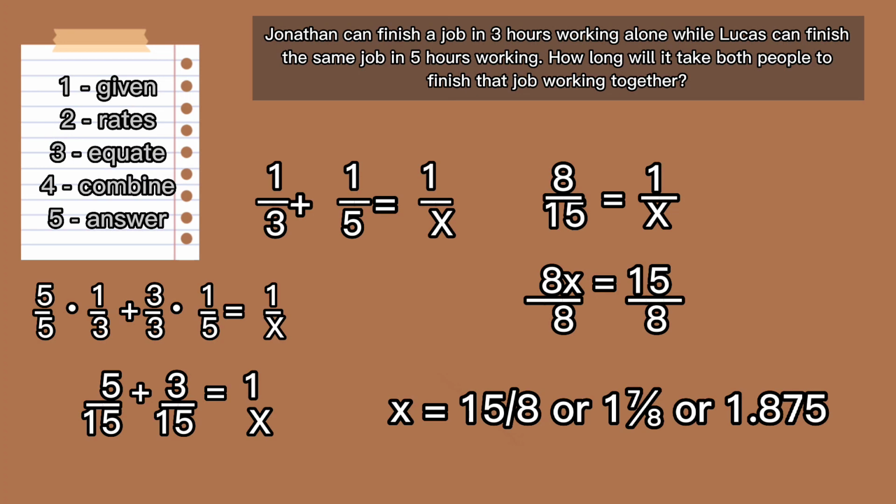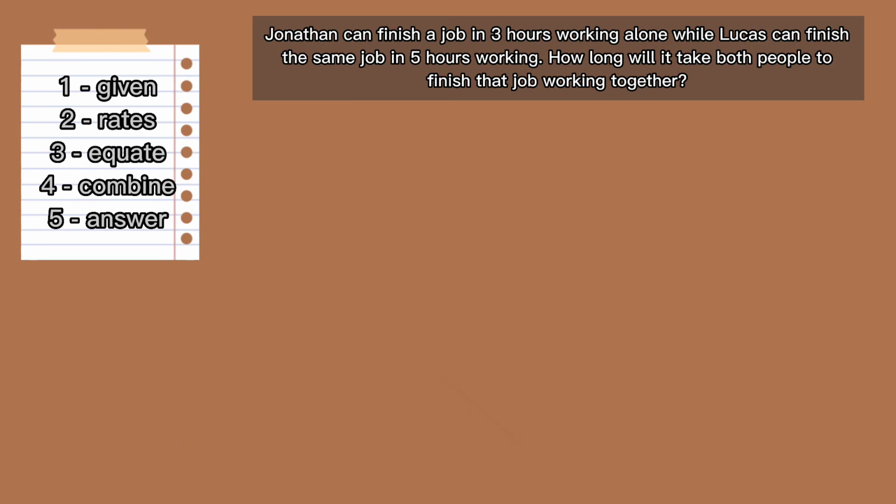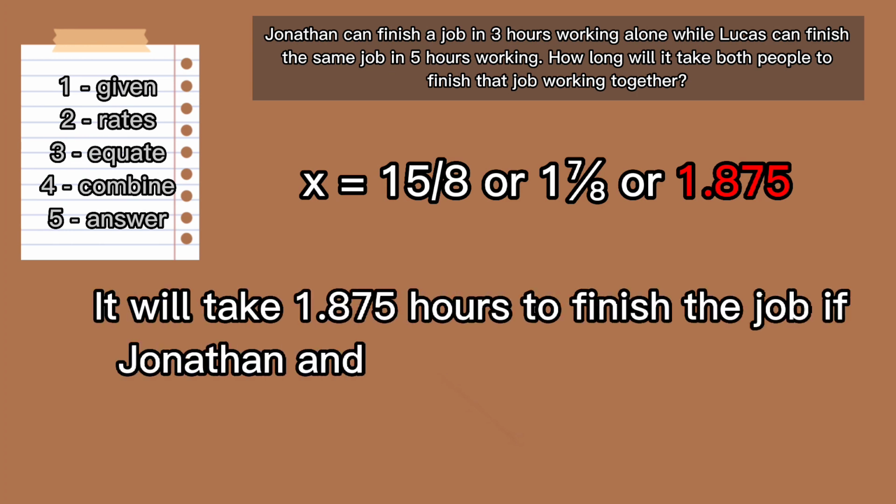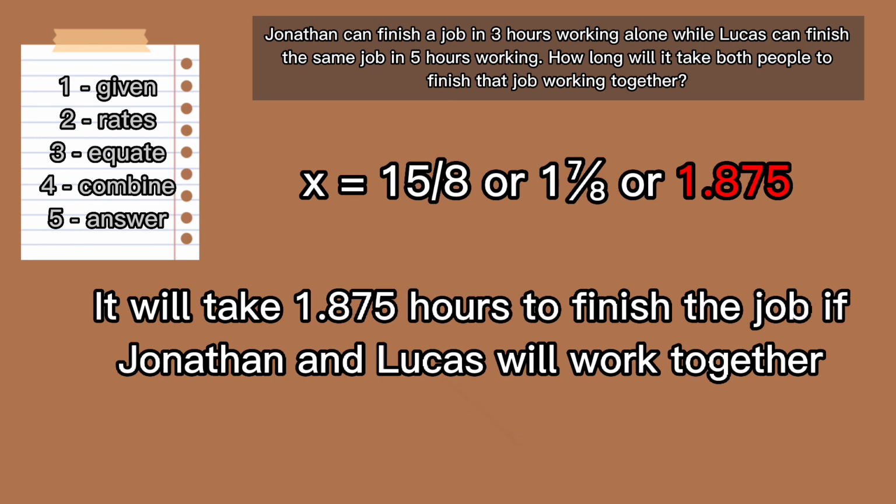We can write that in mixed number, that's 1 and 7 over 8. That's also equal to the decimal form 1.875. What's the meaning of this? Let's proceed to step number 5. You are going to express your answer in sentence form to answer the question earlier. So here, the value of 1.875 is the number of hours. So the final answer is, it will take 1.875 hours to finish the job if Jonathan and Lucas will work together.